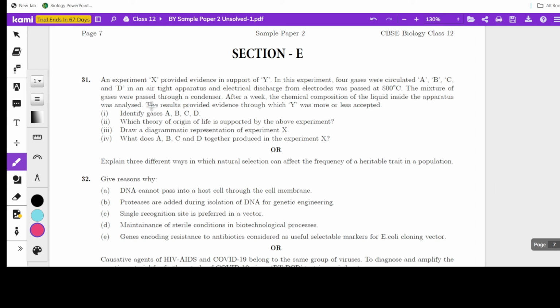So here, an experiment X provides the support to Y. Y can be a concept, a hypothesis, a theorem or a theory which is supported by the experiment X. And in that experiment, four gases were released. So you would have got what the experiment is. Yes, it is in evolution, the chapter on evolution. So let's see the experiment and then we'll come to the question.